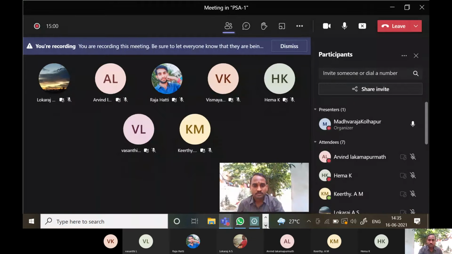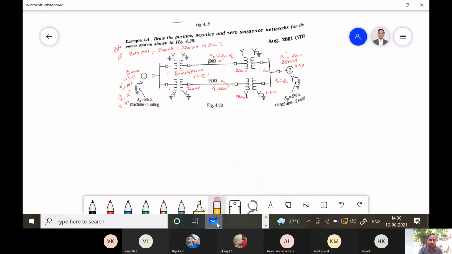Hello everyone, good afternoon. Today we are going to discuss some numerical problems on how to draw the positive, negative and zero sequence network.